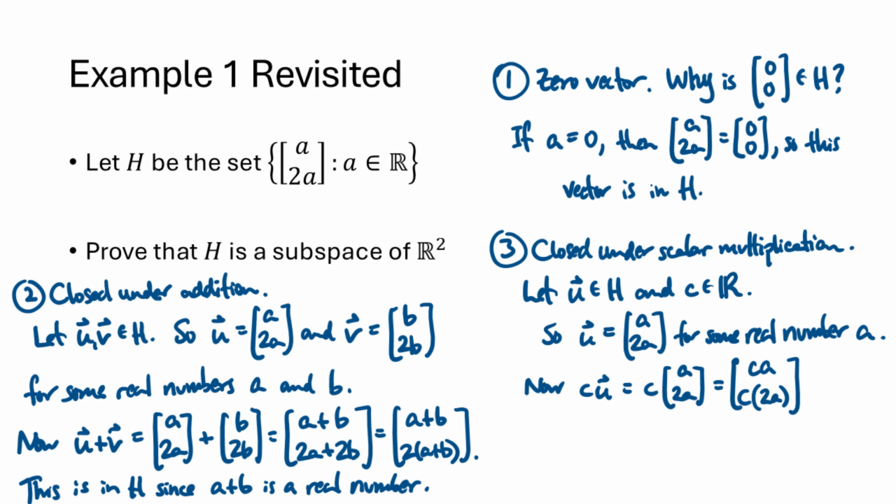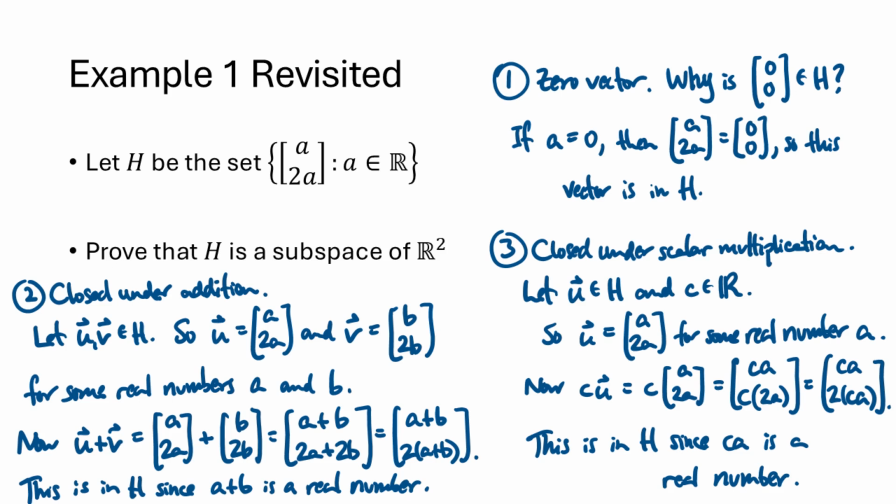Well, we have to show that it has the form: a real number in the first entry, and 2 times that same real number in the second entry. So we can rearrange that second entry to make it look like 2 times ca, and that has the right form, so that means that the vector cu is in H. So now finally we're done. We've shown that this subset H is a subspace of R2.